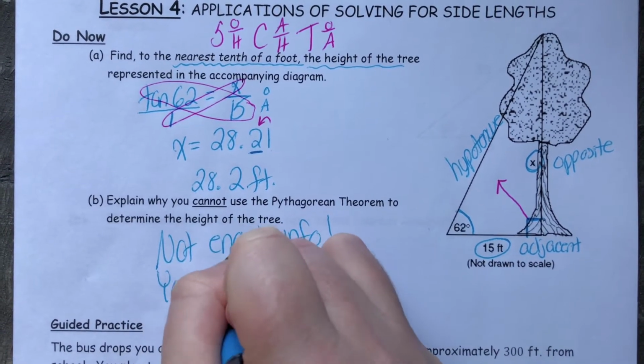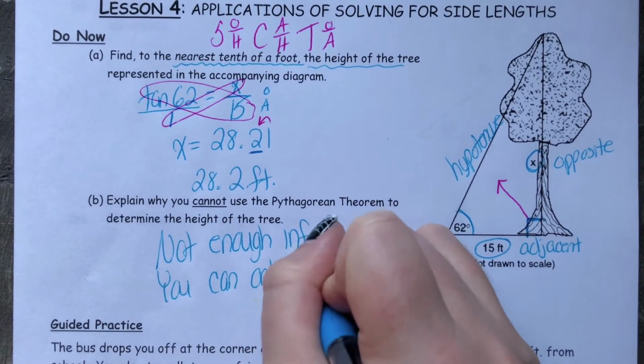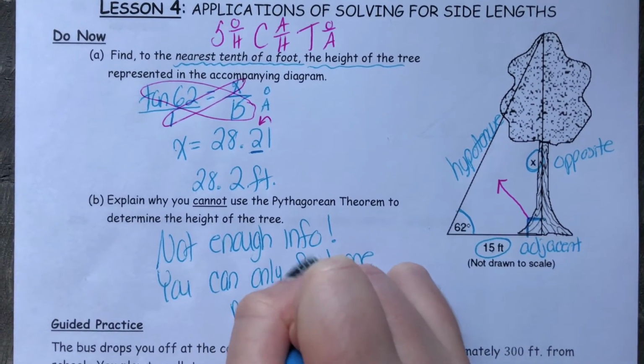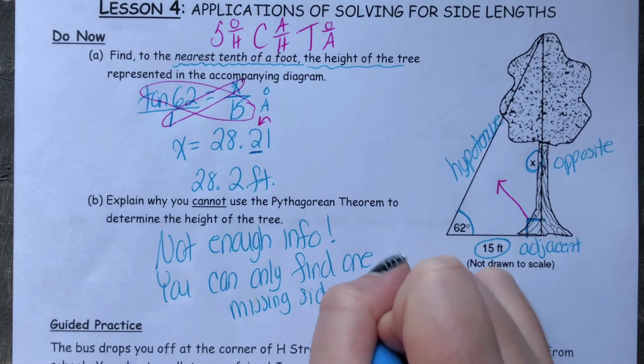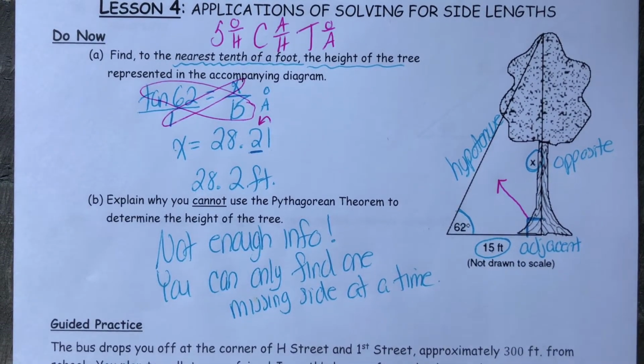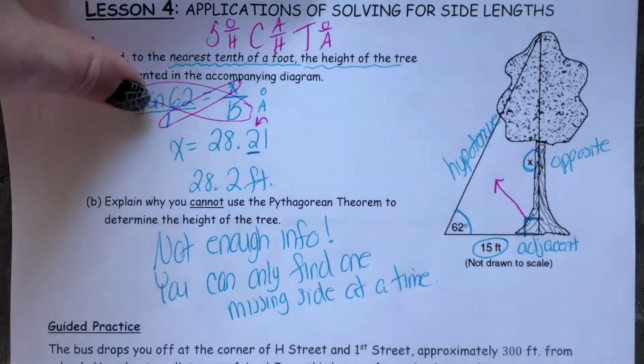You can only find one missing side at a time. All right, cool. Moving on to the guided practice down below.